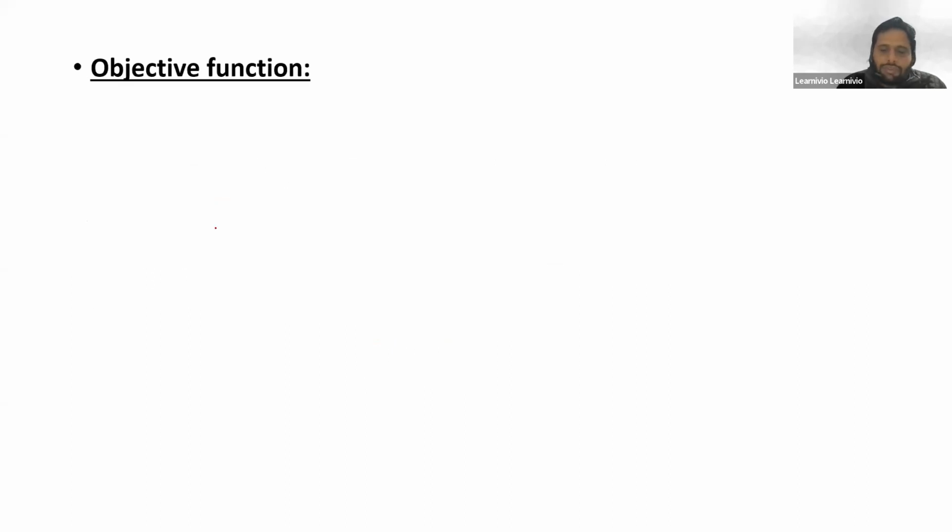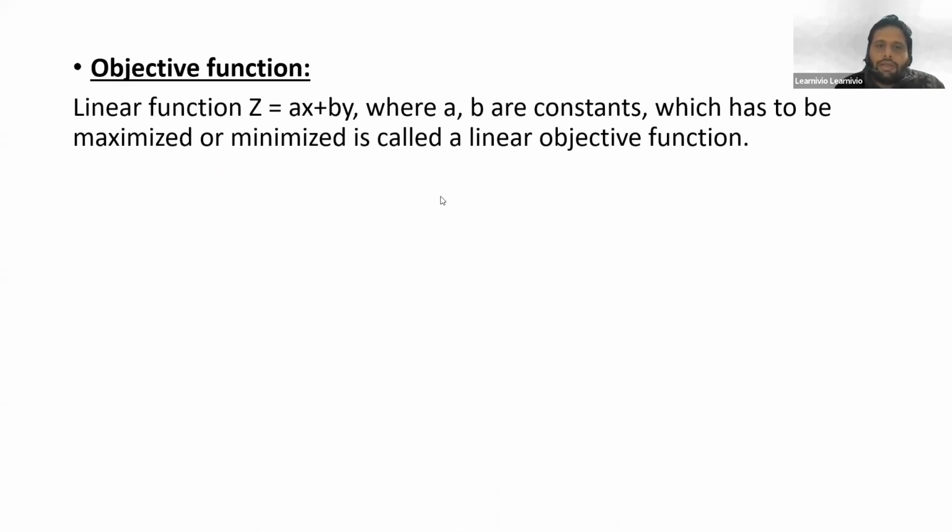Now, next one, objective function. What is the objective function? The linear function z equals ax plus by, where a and b are constants, which has to be maximized or minimized, is called a linear objective function. So in a question, the function which needs to be maximized or minimized. For example, I told you that a shopkeeper wants to maximize his profit. So that function is an objective function. Whatever function you need to maximize or minimize is called the objective function. And this function will always be linear, that means the power of x and y should be 1. This is the objective function. Again, note down this one and raise your hands. Then we will see the next topic.